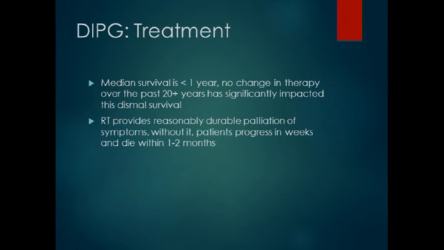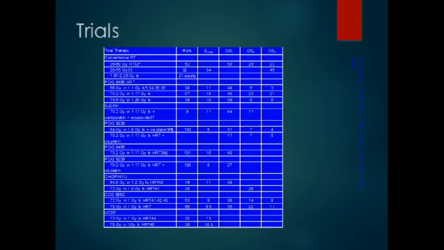In over 2-3 decades, we really haven't impacted survival, with the exception of radiation. Radiation provides reasonable palliation. It is also believed to improve survival. There's not great data on it, but it is considered the standard of care, in addition to other palliative measures. If they don't have radiation, in general, patients will progress relatively quickly and often die within a couple of months of diagnosis.